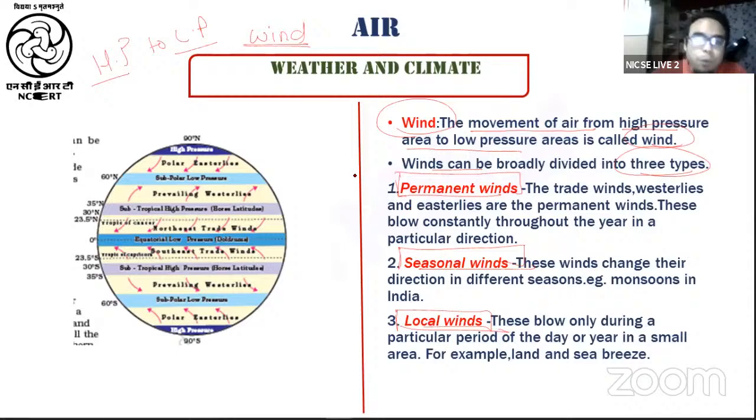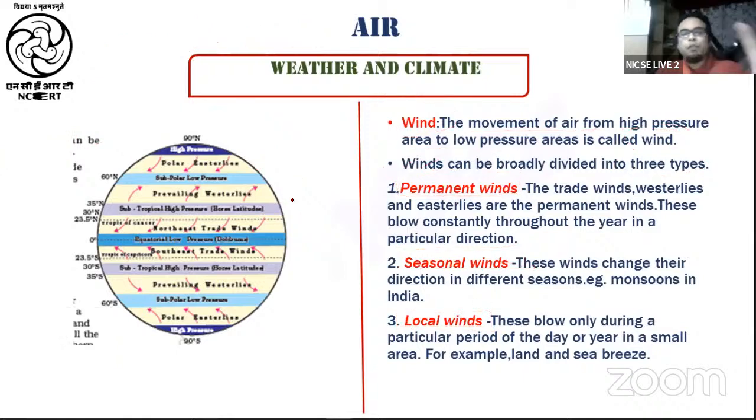So what are these permanent winds? Now if you look into this diagram which is shown here, you will see that the whole earth is being covered with different types of winds, right? There are some winds which are blowing in this direction, some winds blowing in this direction, some in this direction. So these are nothing but the different types of permanent winds. By permanent winds you mean those winds which cover the whole surface of the earth throughout the year. And there are three different types of permanent winds.